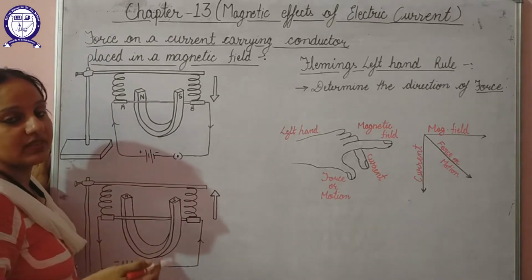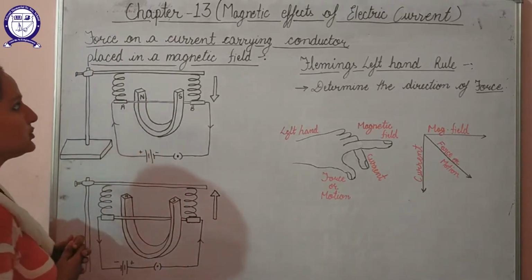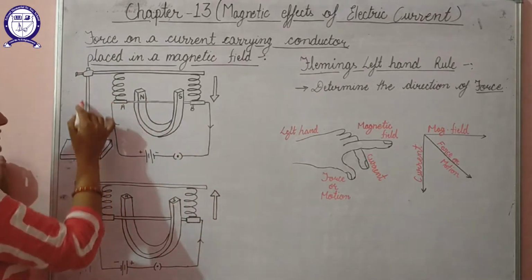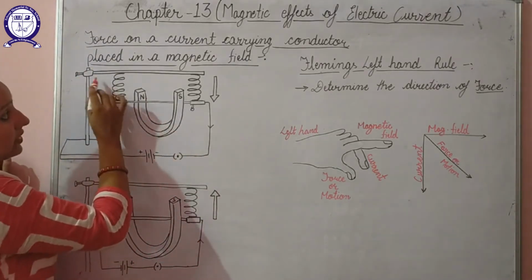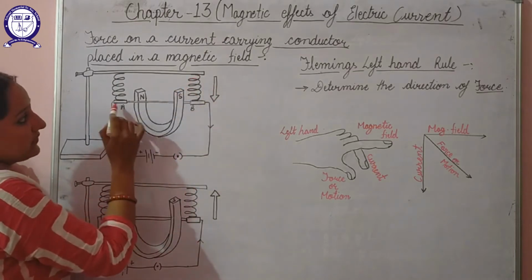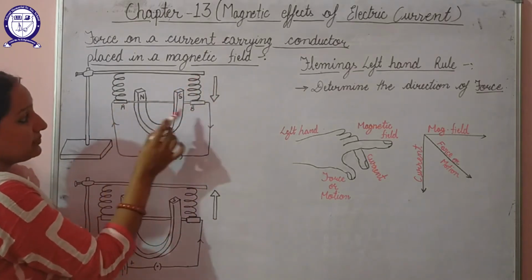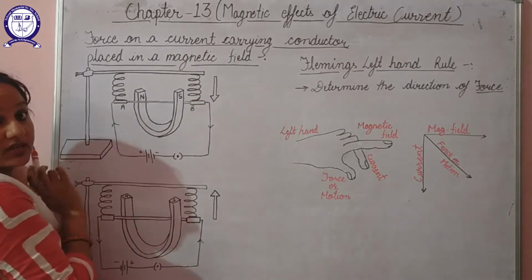This we will explain with the help of an activity. So let's do that activity. In this activity we have taken a fixed stand. Onto that stand we have connected an aluminium rod AB with the help of flexible springs.